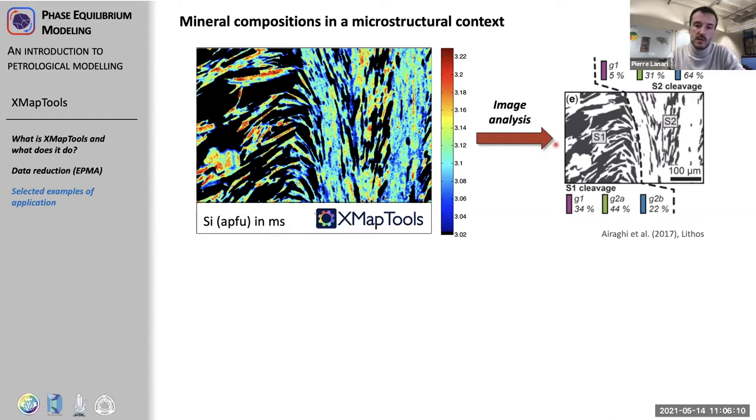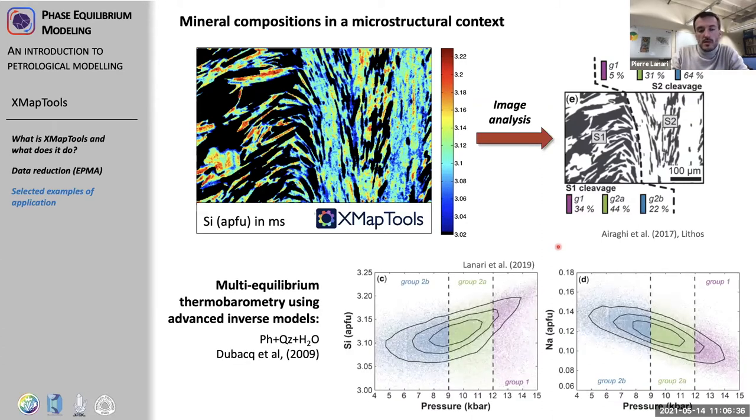So what she did is to separate the map into two different areas. And then she calculated how much of group one composition, so the high silicon content, we have in the first area, it's about 34%, but we also have 5% in the second area. And she could apply that to really study how the white mica would recrystallize in the two different microstructures.